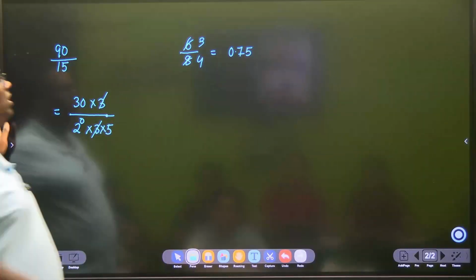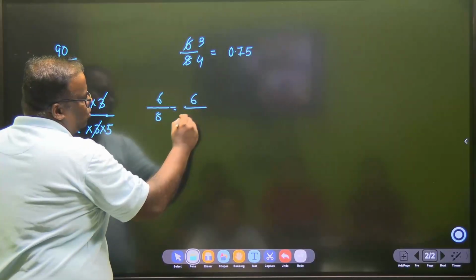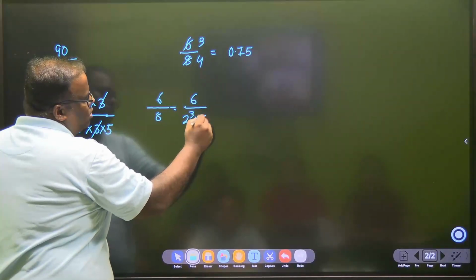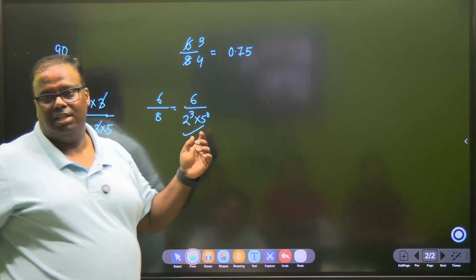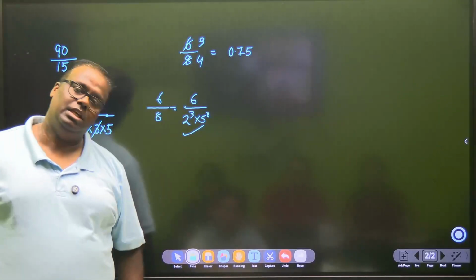But there is no need to do all this. You just take 6 and 8. Can I write this as 2 to the power 3, 5 to the power 0? Yes, it will terminate. This is a tool actually which helps you to understand whether the decimal will terminate or not. Is that clear? Okay?